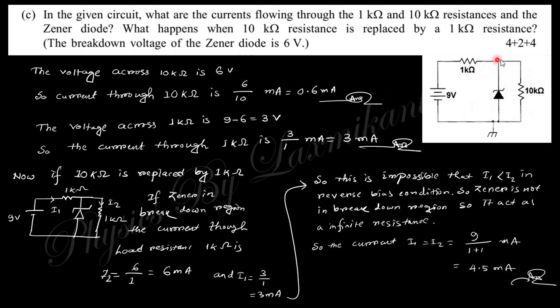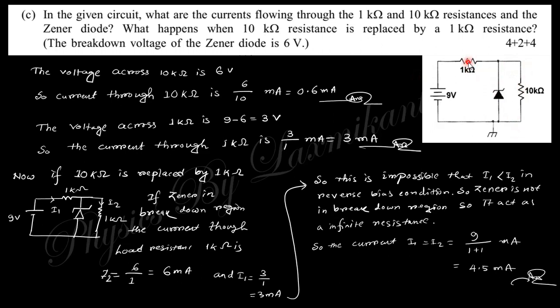The current through this resistance is 0.6 milliampere, and the voltage across this 1 kilo ohm is 9 minus 6, that is 3 volt. So the voltage difference is 3 volt and the corresponding resistance is 1 kilo ohm. So finally the current through this region is 3 milliampere, and this one is 0.6 milliampere.